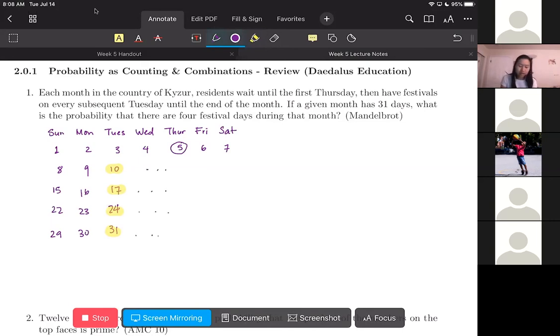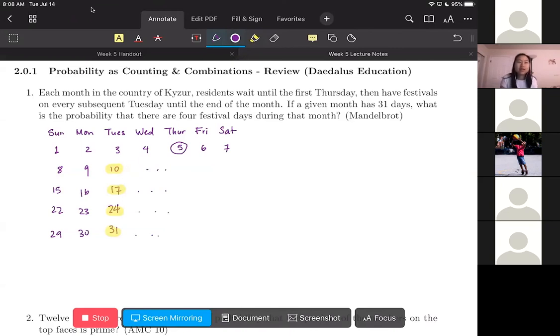Okay. So in this case, I assumed that the first day was Sunday, but that's only one possibility, right? The first day could be Monday, Tuesday, Wednesday, Thursday, Friday, or Saturday. And so it wants us to calculate the probability that there are 4 festival days during this month. So any ideas on how we can calculate this? Well, we can use casework of the different starting dates for the month. So we'd have 7 cases from Sunday all the way to Saturday. Yeah, okay, cool. We could do casework.